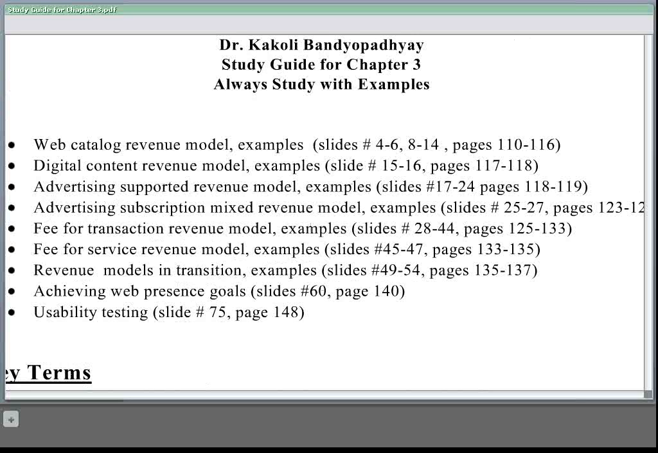Usability. Okay. Website usability is basically watching how visitors navigate the site and learn about their needs. So usability testing is basically watching how visitors navigate the site, and from watching that we learn about the visitor needs.